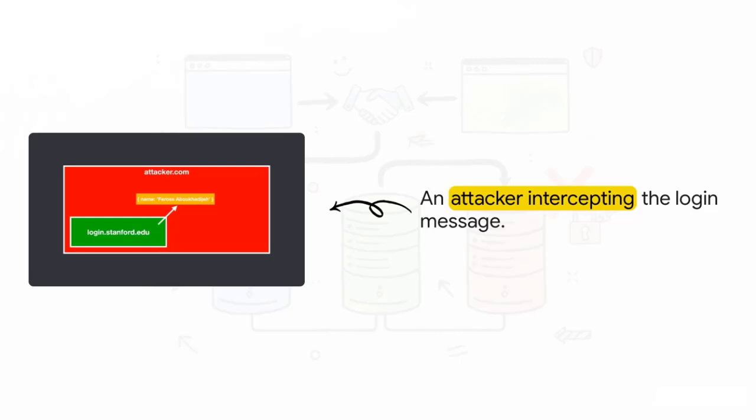Because what if the sender doesn't specify who they're sending the message to? If an attacker embeds that exact same green login box on their own malicious red site and the user logs in, well, the green box just blindly broadcasts the username to whatever parent window embedded it. The attacker easily intercepts the message and steals the identity. This shows exactly why the sender absolutely must validate its destination.